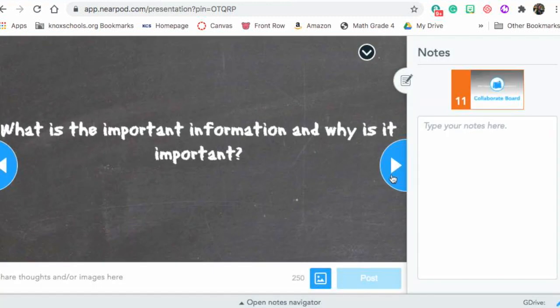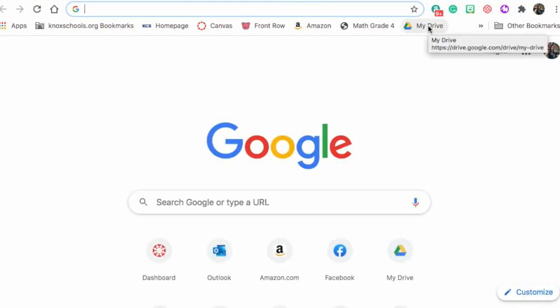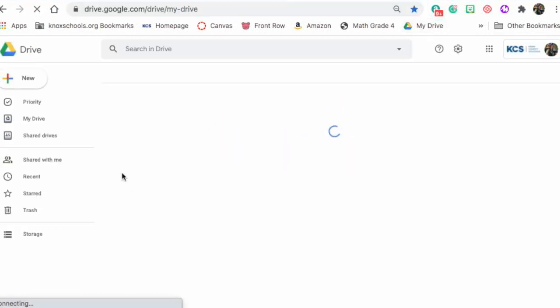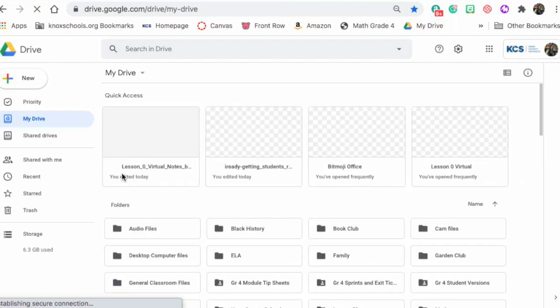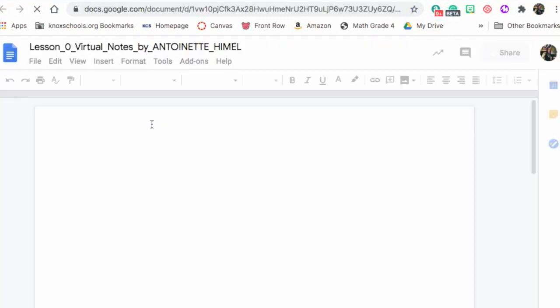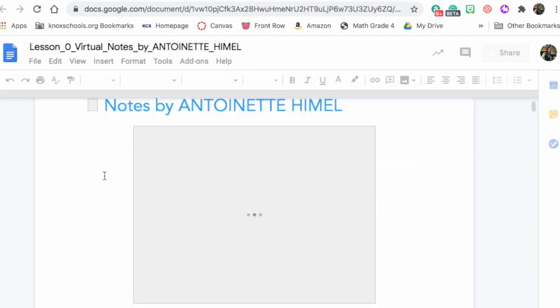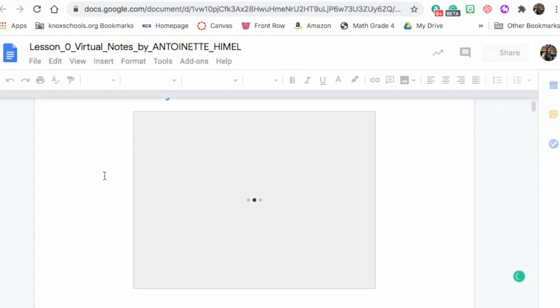Okay, so it says, what is the important information and why is it important? Oh, well, I wrote that down in my notes, right? So I could open another tab. I can go to my drive. And I can look. Oh, here's my notes right here. Lesson 0, virtual notes. And this shows me exactly which slide had which notes as soon as it loads.